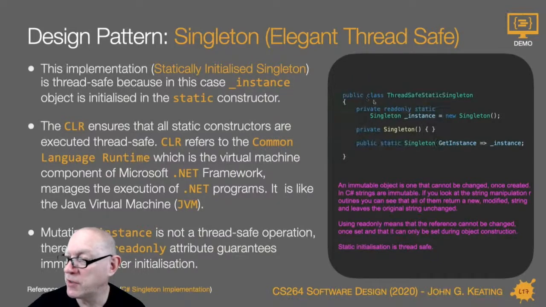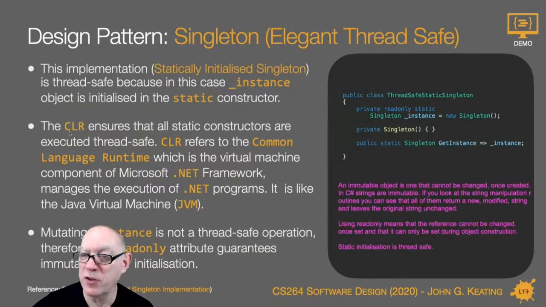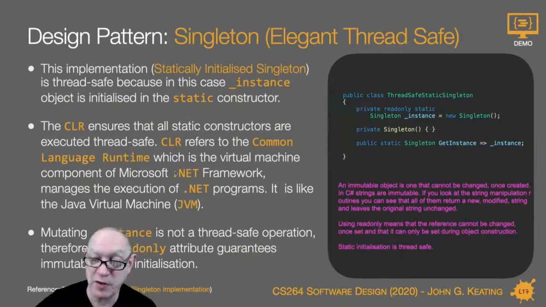We have a public class here, and you can see private read-only static Singleton is a new Singleton. So this read-only static is what does the work for us. The CLR, the common language runtime, is the virtual machine component of .NET. When we say dotnet run, we're essentially launching the CLR, and that manages the execution of our .NET programs. It's essentially the same as the JVM, the Java Virtual Machine, which you'll be familiar with.